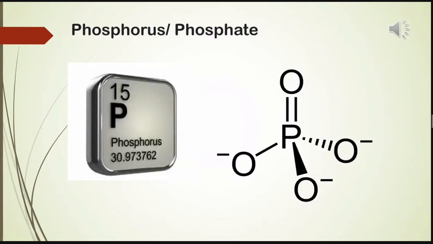The next mineral for discussion is phosphorus. Phosphorus has the atomic number of 15 with an atomic weight of 30.973762. Phosphorus is the mineral, but what is physiologically important for us is the phosphate, shown here on the right. It is phosphorus that's connected to 4 oxygen atoms.